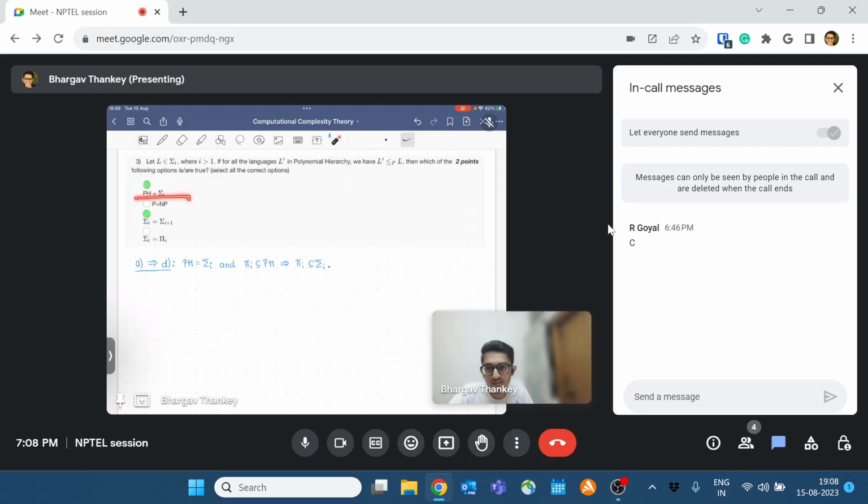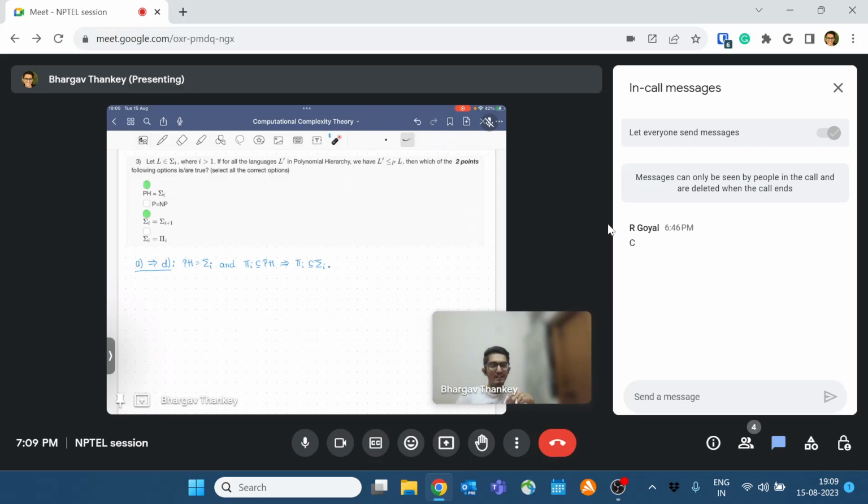So what is the intuition behind this? How to perceive this thing that the PH collapses at the ith level? One way to see it is the following: you need at most I levels of alternating quantifiers for any statement which requires any number of alternating quantifiers. The meaning of PH equal to Sigma I here would be that at the ith level we require exactly I alternating quantifiers.